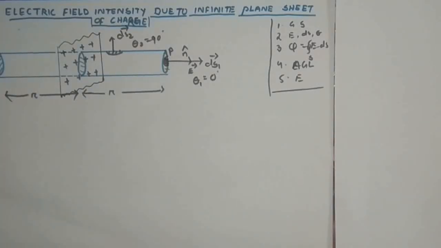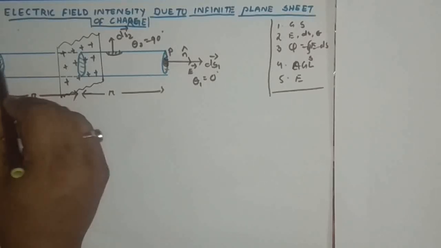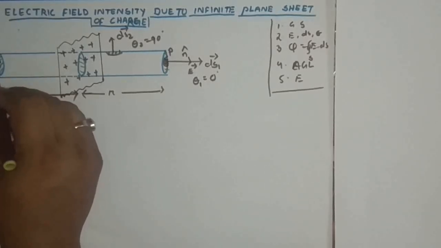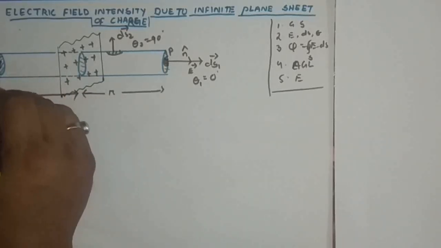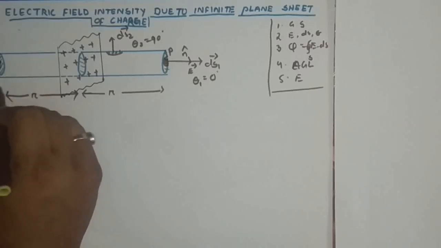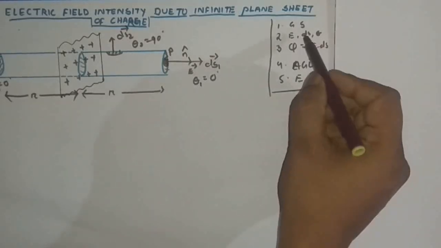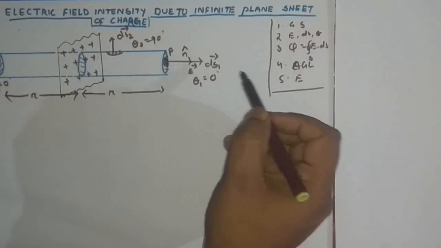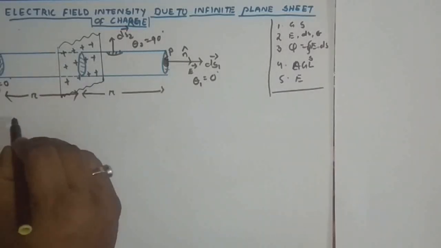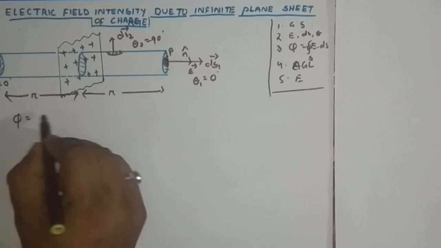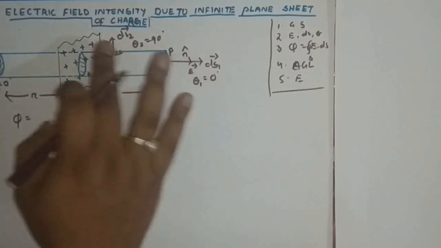Similarly, another surface is here. Let us take its elementary surface as ds3. Obviously the electric field is also in this direction, and theta 3 equals 0 degree. So we got the second step. Now the third step is flux. In this case it is a closed surface, so the flux is phi 1 plus phi 2 plus phi 3.